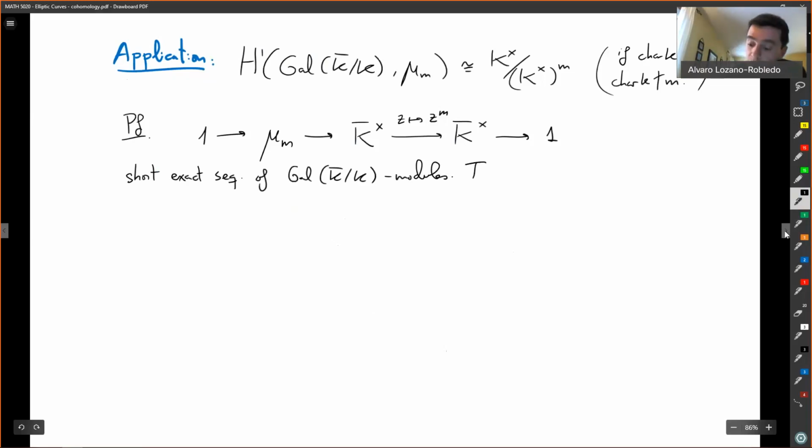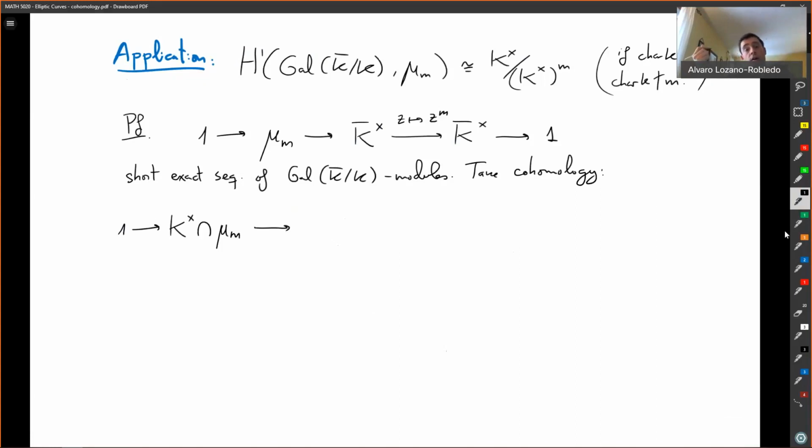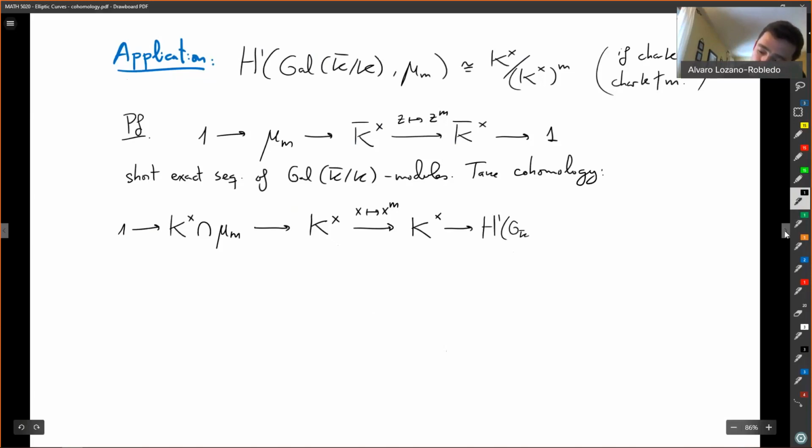So we can take cohomology groups and see what happens. When I do cohomology, I'm going to get 1 goes to, I don't know that the mth roots of unity are in k. So when I do G invariants, it will be whatever mth roots of unity are in k. So that is k cross intersect mth roots of unity. The Galois invariants H naught of k cross bar will be k cross by Galois theory. The map induced here is still taking mth powers, and the invariants of k bar cross is k cross, and then it keeps going into the H1s. It will go into H1 of the Galois group of k bar over k acting on mth roots of unity. That's what we want to compute.